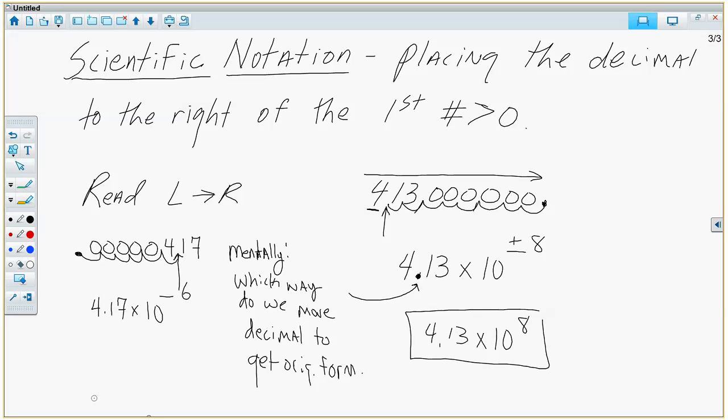Now, mentally, which way do we move that decimal to get it back the way it was? To the left, and that's a negative. So your final answer is 4.17 times 10 to the negative 6 power.